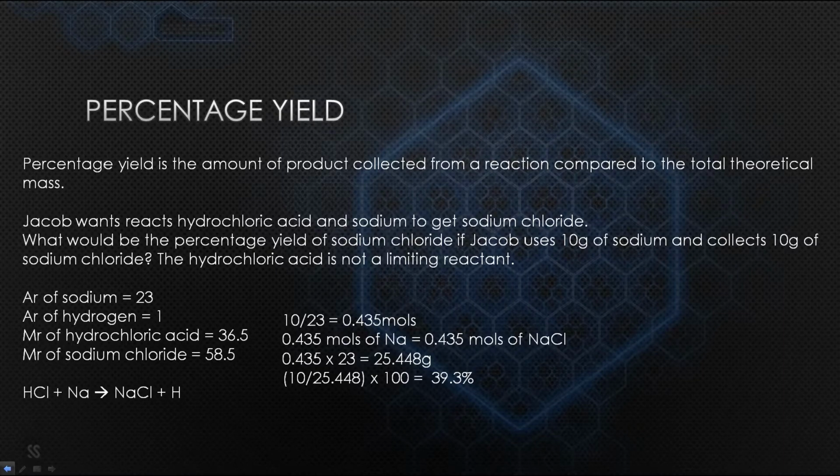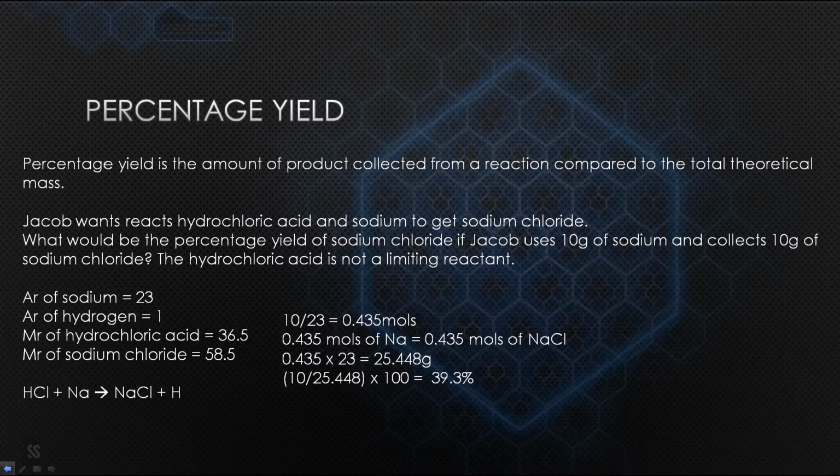We can see in the equation that 1 mole of sodium forms 1 mole of sodium chloride. This means that 0.435 moles of sodium will make 0.435 moles of sodium chloride. To find out the maximum theoretical mass of the sodium chloride we could make with 10 grams of sodium, we multiply the molar mass of sodium chloride and the number of moles.